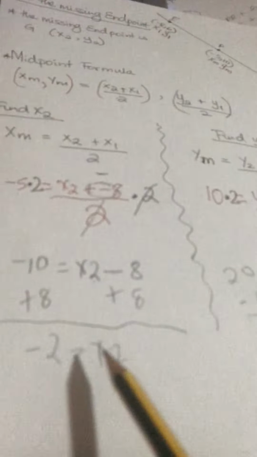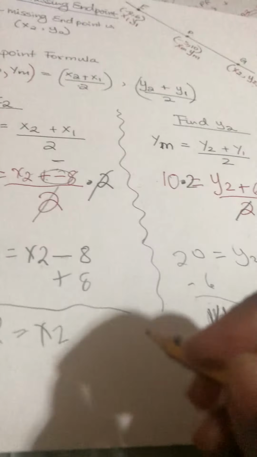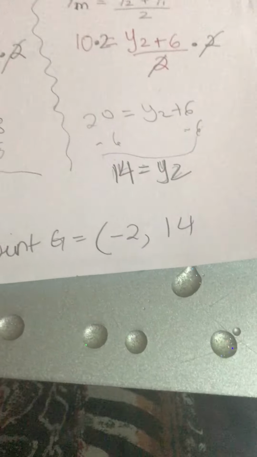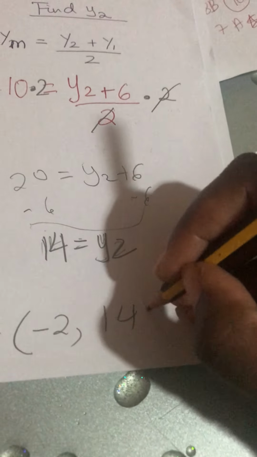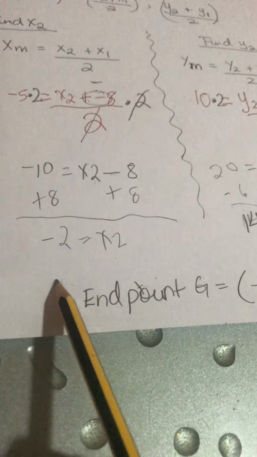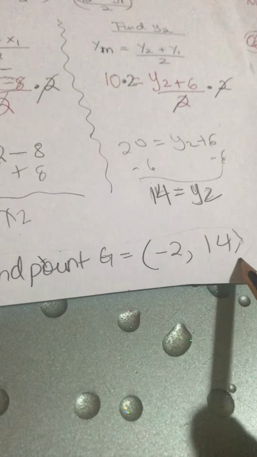And then now you write your answer. You take your x and you take your y. So endpoint G equals, and you put your bracket, negative 2, 14. And you write it like that, negative 2, 14, and you put your other bracket. And this is your answer. You box it. Box your answer.